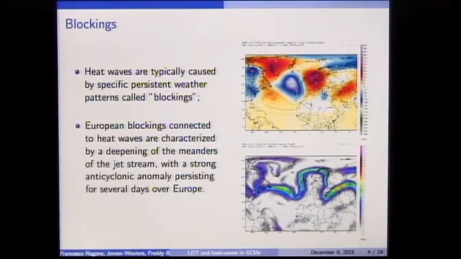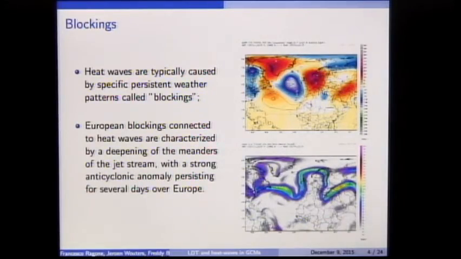Blockings are these weather patterns that are connected to heat waves, and are basically a deepening of the meanders of the jet stream. Here in this picture you see the contour lines. I'm sorry, the picture is not very good. The contour lines are the 500 hectopascal geopotential height, which you can look at like a stream function, essentially, so this is essentially the jet stream, that pattern that Freddy was showing. And the colors are the anomalies with respect to the climatological average. So here you have an anticyclonic anomaly, and here we have a cyclonic anomaly.